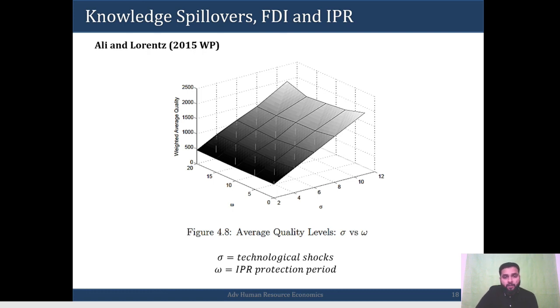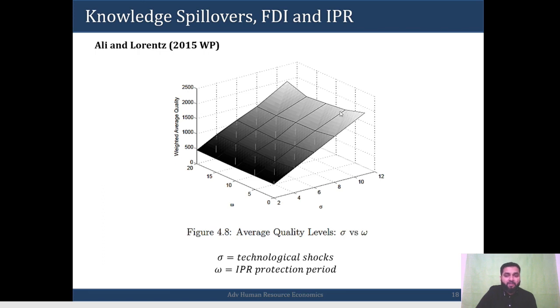So at this axis here, you can see that when innovation is low, you can increase the protection period as much as you want. You'll not see any difference in weighted average quality because innovation is very low. But at a high level of innovation, something around here, technology shocks, you can see that when you increase the protection period, the weighted average quality goes down.